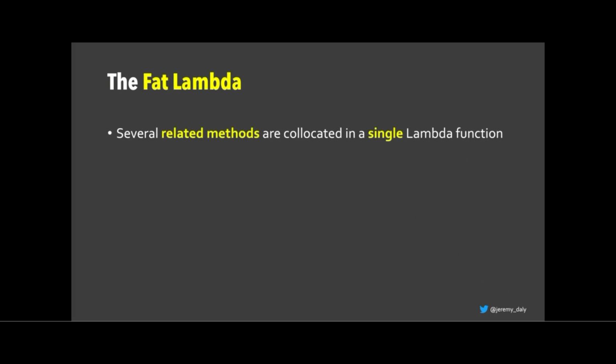So the next one is the Fat Lambda. This is where you take several related methods and co-locate them into a single Lambda function. Oftentimes this is used because you want to increase the speed of some sort of synchronous operation.